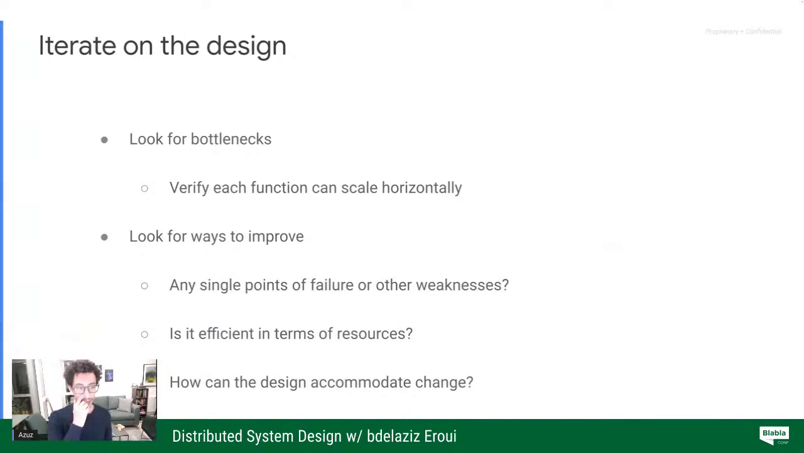Anyways, the whole idea is that when designing a system, we have to keep iterating through the design. Can we look at what the bottlenecks are? What are the vulnerabilities or the problems that we have in the system? We have to make sure, for example, that a functionality in the system can scale horizontally.